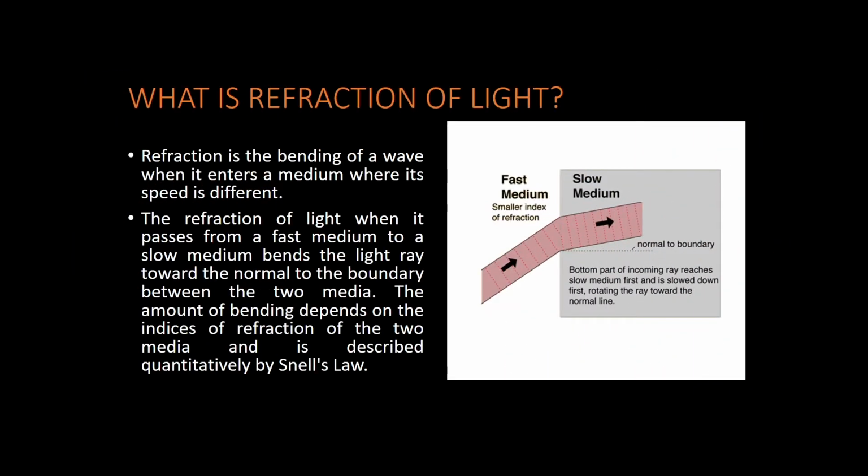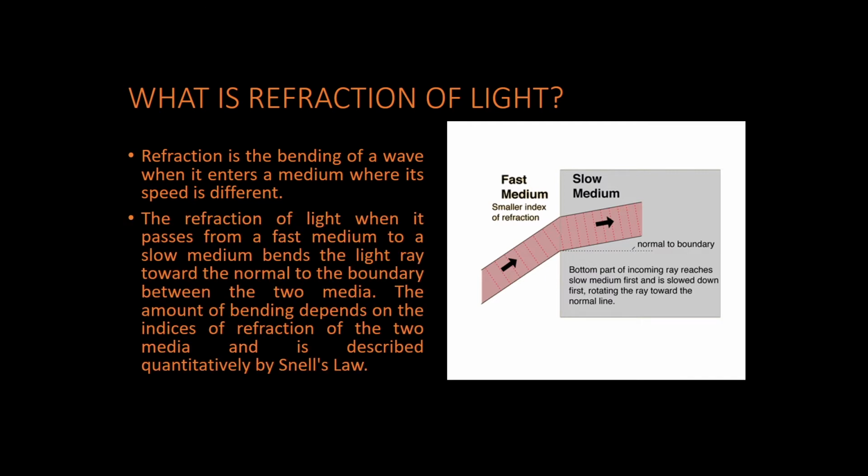What is refraction of light? Refraction is the bending of a wave when it enters a medium where its speed is different. The refraction of light when it passes from a fast medium to a slow medium bends the light ray towards the normal to the boundary between the two media. The amount of bending depends on the indices of refraction of the two media and is described quantitatively by Snell's law.